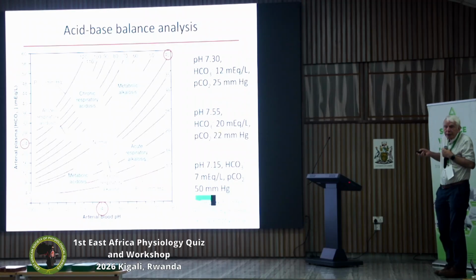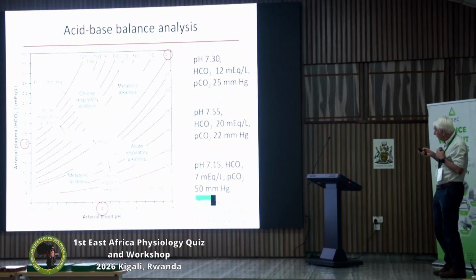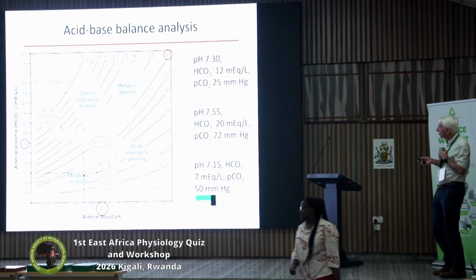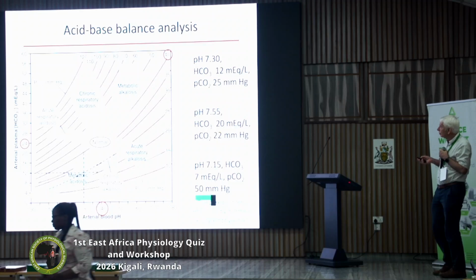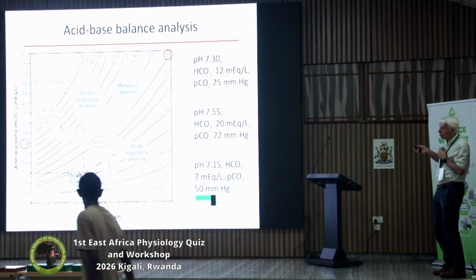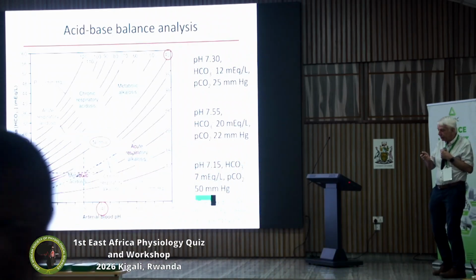So normally in teaching, I use the example that we have a patient with pH 7.3, bicarbonate 12, carbon dioxide 25. So we look at the graphs, we look at the intersection points, and we see this patient has metabolic acidosis. We can go to the second and the next, and I will skip this for the sake of time.